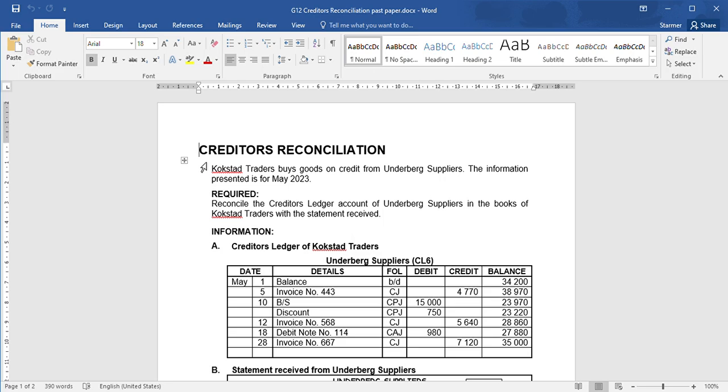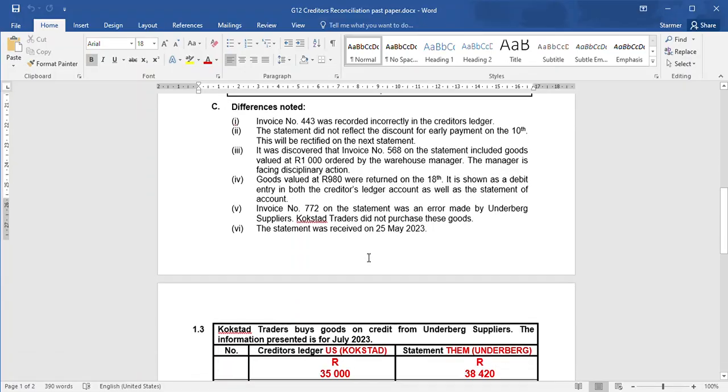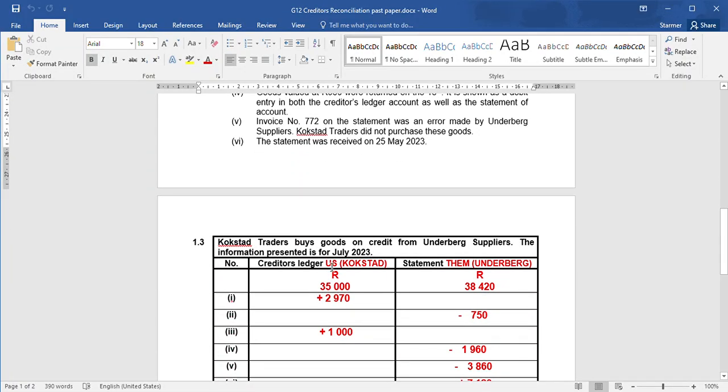I'm going to do a short past paper question on creditors reconciliation. Okay, they give you some background information. Coxted Traders buys on credit from Underberg, and then they give you a creditors ledger and a statement. Now, whenever you're doing creditors reconciliation, you must identify who we are and second who they are, who the creditor is. So in our creditors ledger, that's us, we are Coxted, and they are Underberg.